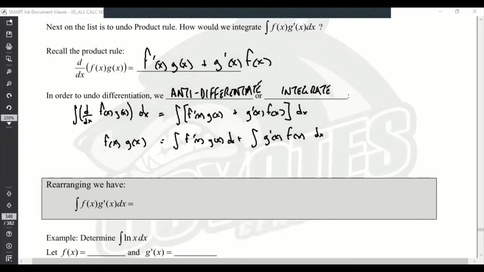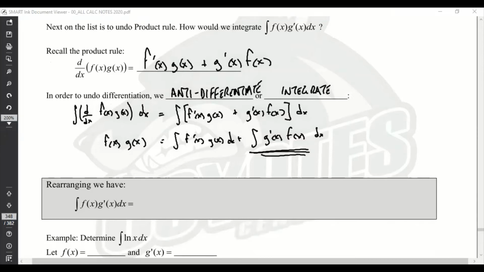If we rearrange it and solve it for that one, we have that the integral of f of x g prime of x will equal f of x g of x, so just those original two functions, minus the integral of f prime of x g of x dx.